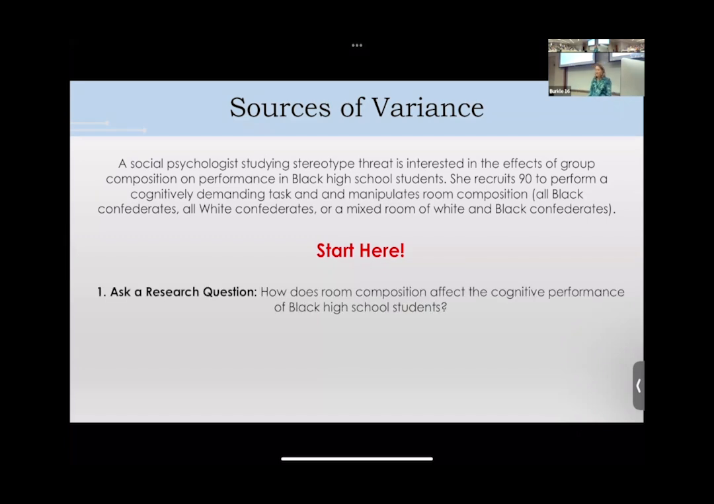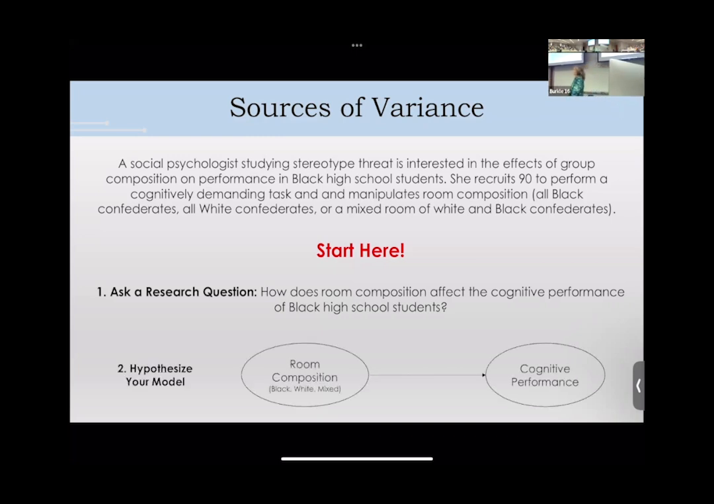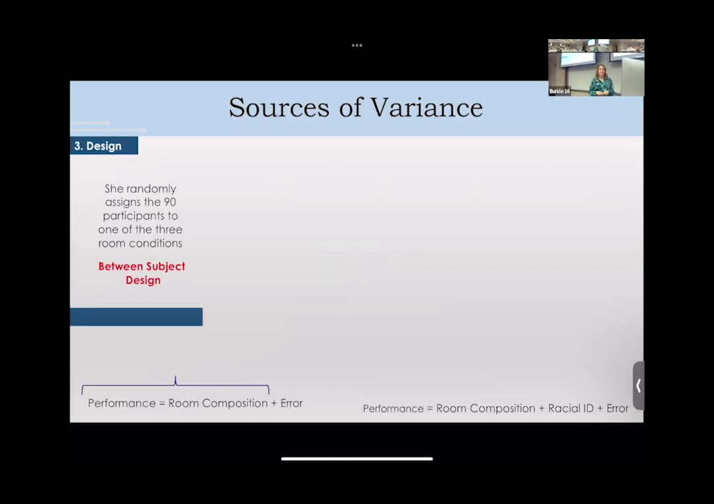So step 1, ask the research question. Why? Because that is what allows you to draw the model. How does room composition affect the cognitive performance of Black high school students? Then what are you gonna do? Then you're gonna draw the model. Room composition, Black, white, mixed, between subject design.